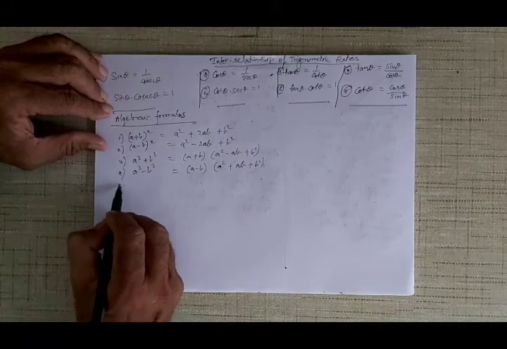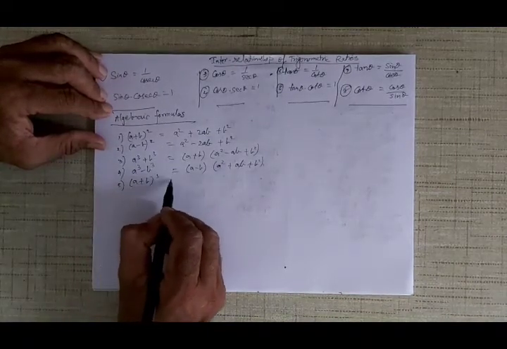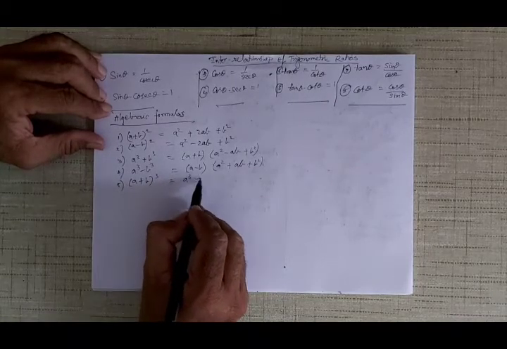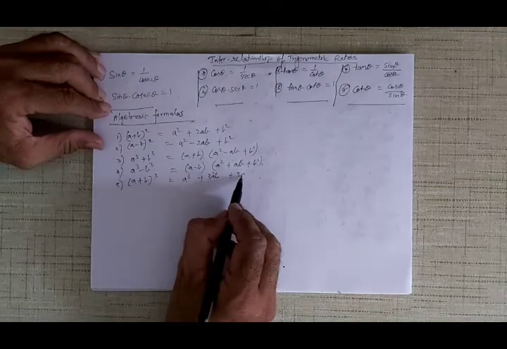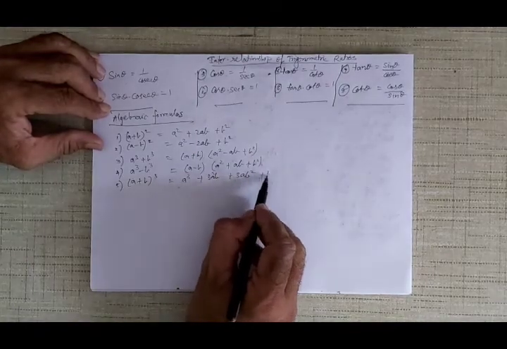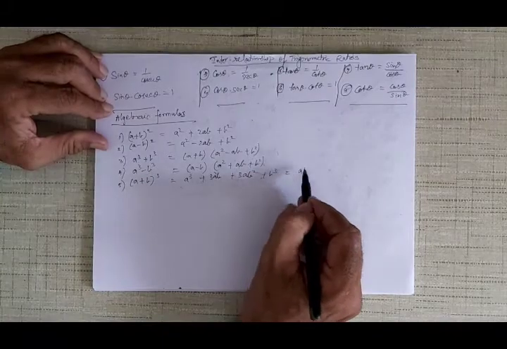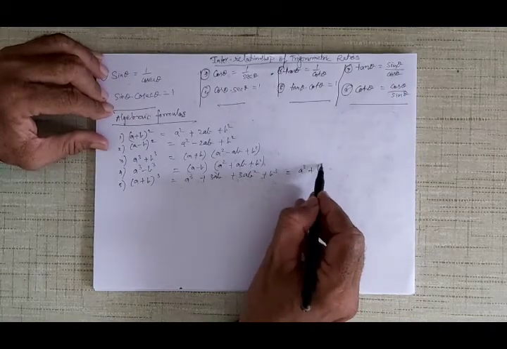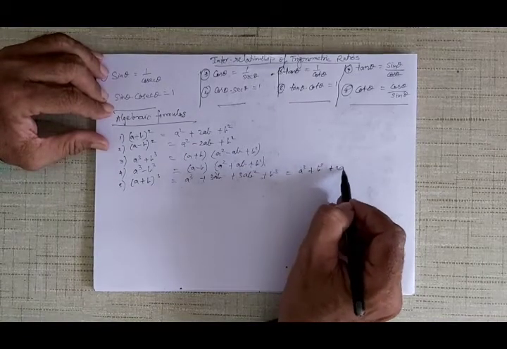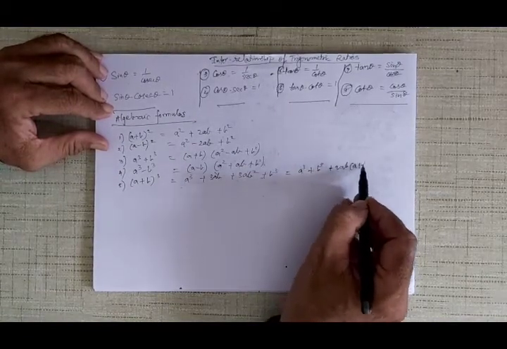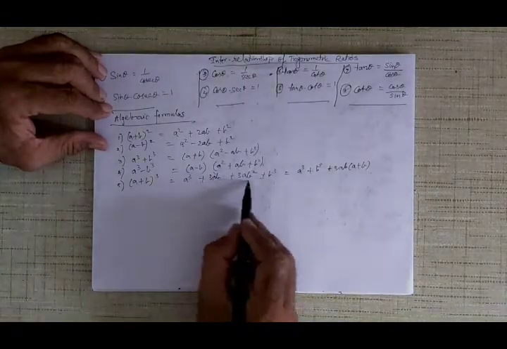Then you should know a plus b whole cube, that is a cube plus 3a square b plus 3ab square and plus b cube. This can also be written like this: a cube plus b cube, first write b cube ahead, and then take 3ab common, and in the bracket a plus b will come. Between these two terms, 3ab is taken common.